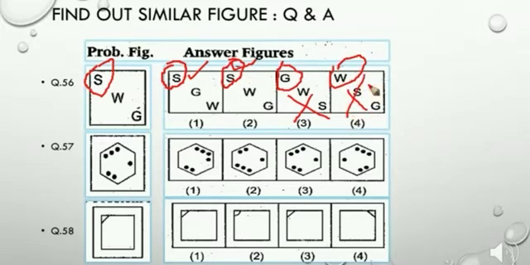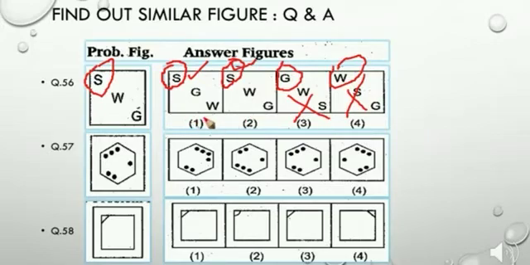Let's go to question number 56. In question number 56, there is a problem figure given and there are 4 answer figures given. We need to find which of the answer figure is exactly similar to the given problem figure. Let's check for this portion. This portion is similar. In the next option, this portion is again similar. In option 3, this is not the same. So we ruled out this answer. In next option, this also again not the same. So we cancelled out 3 and 4 options.